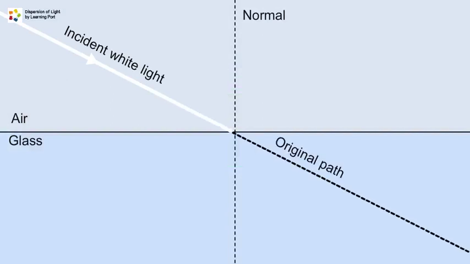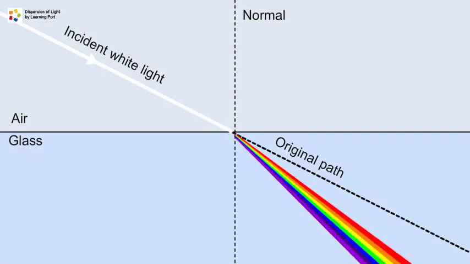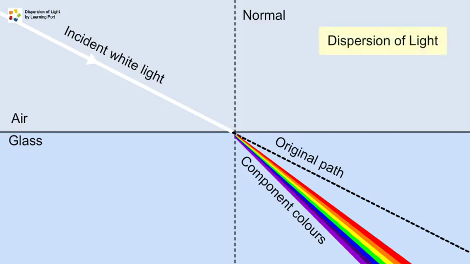Because of this, when white light goes from one medium into another with a different density, red light, which is the fastest, is refracted less, while violet light, which is the slowest, is refracted more. Since each of the component colors in white light is refracted at a different angle, the colors become separated from each other. This effect is called the dispersion of light.